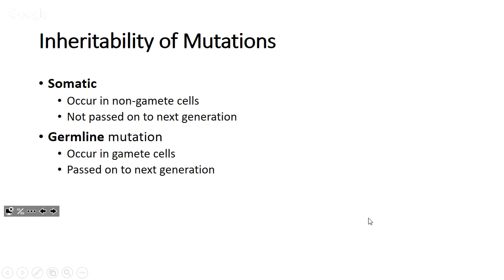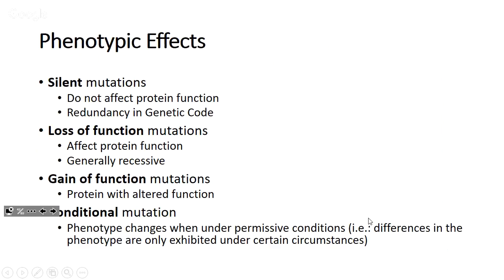Okay, so the first thing to consider is the inheritability of these mutations. If you have a mutation happening during mitosis, that is a somatic mutation, which means it's only going to appear in the non-gamete cells that arise from this original mutated cell, and it's not going to be passed on to the next generation. And then there are germline mutations, which do occur in gamete cells and will be passed on to the next generation.